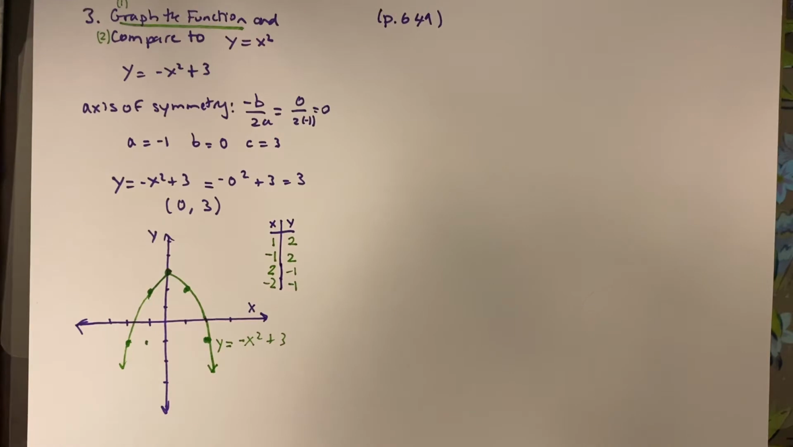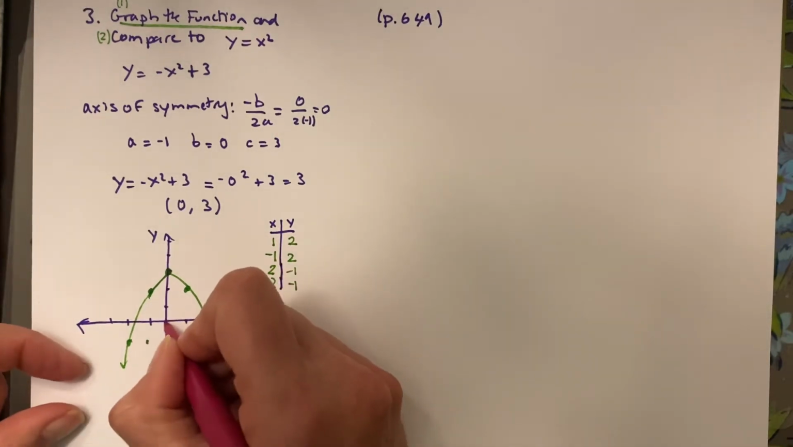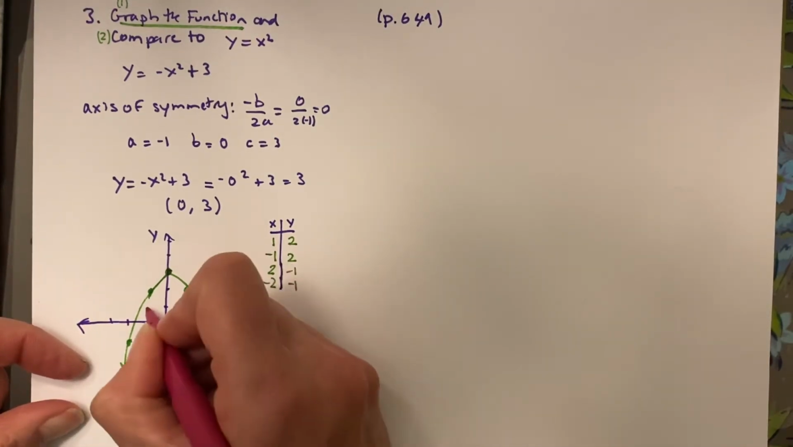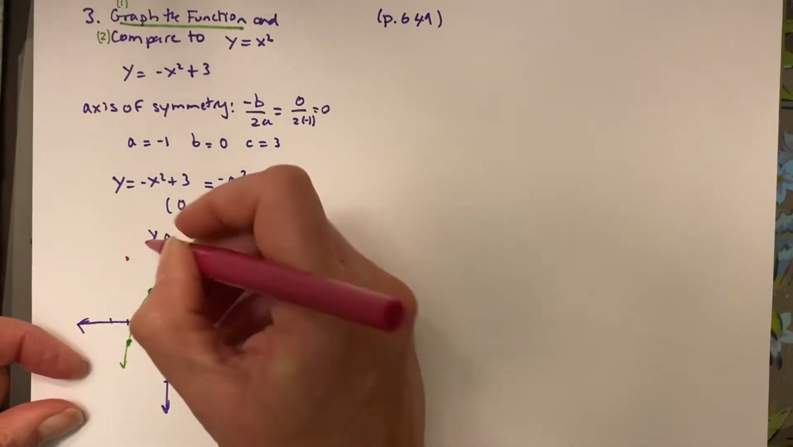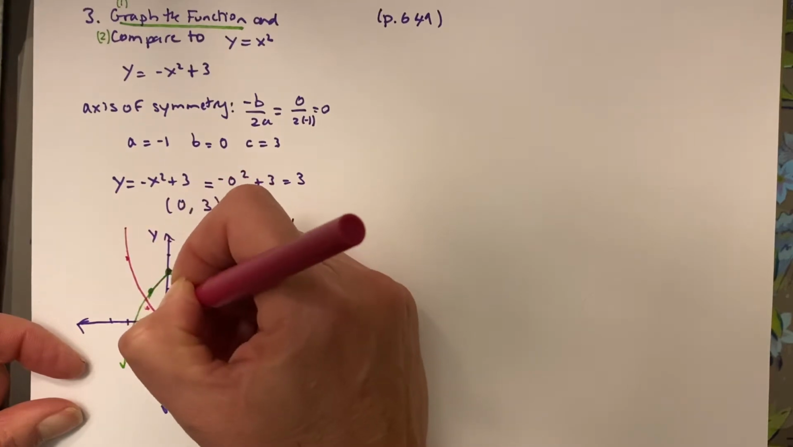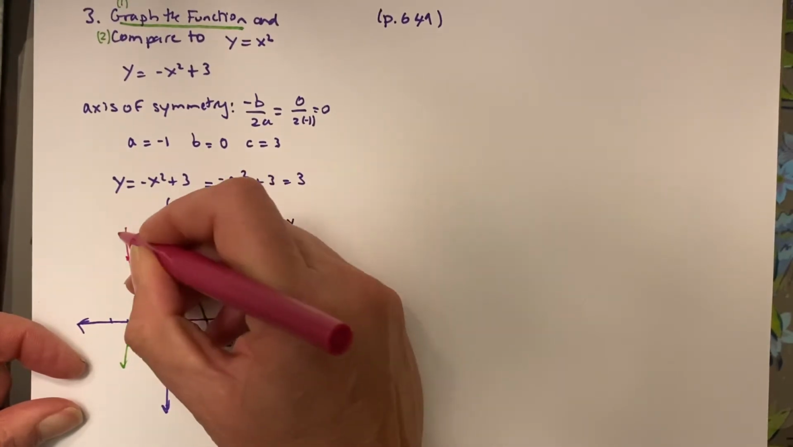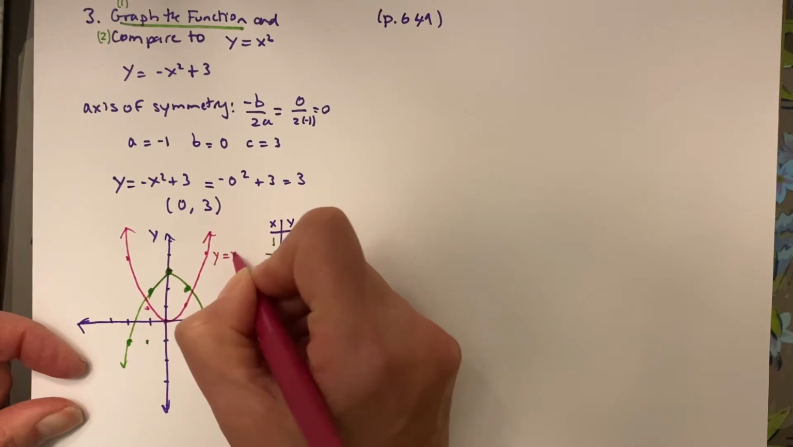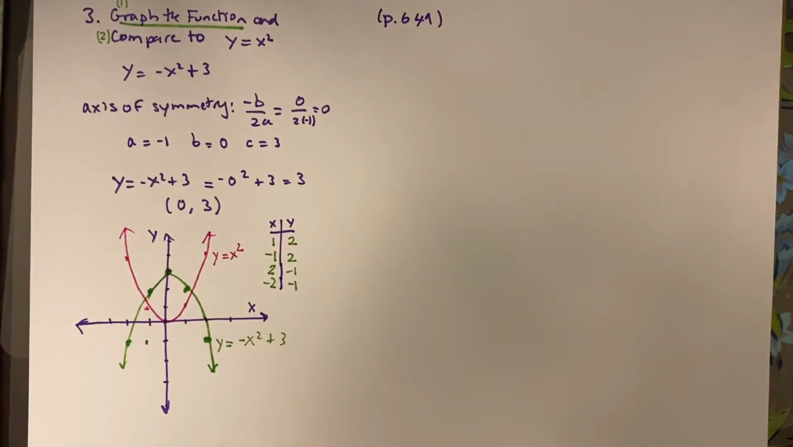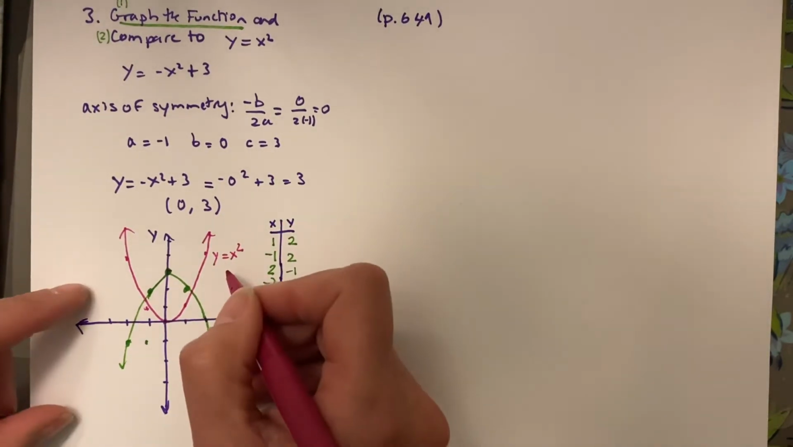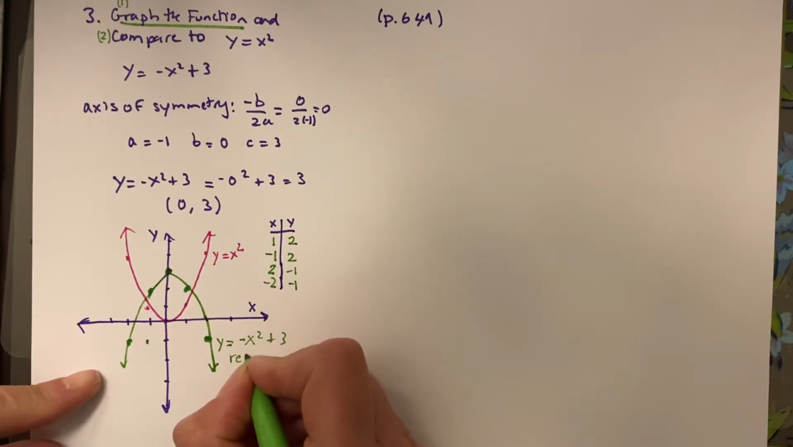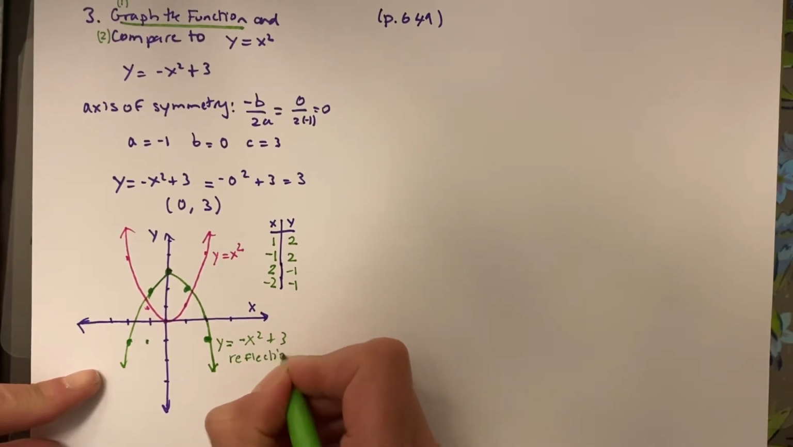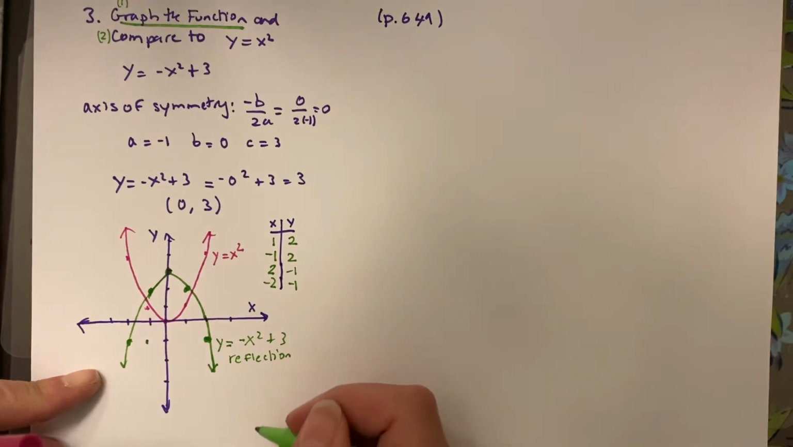So I need to draw my parent function, which if you remember is 0, 0, right? 1, 1, 2, 4, 2, negative 4. You should pretty much know it by heart now if you've been doing it all along. And here's my parent function, y equals x squared. Well, if I'm comparing the two functions, I can see right away that the second function is a reflection, right? It is upside down.